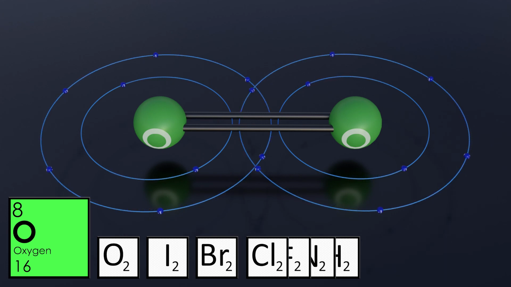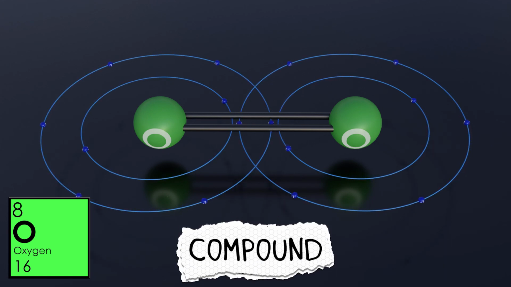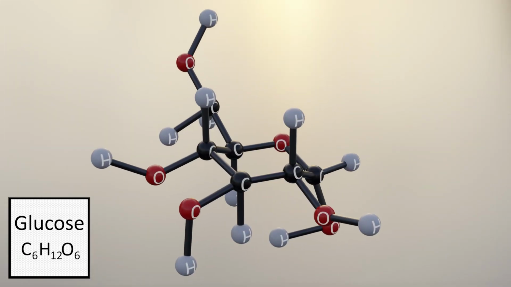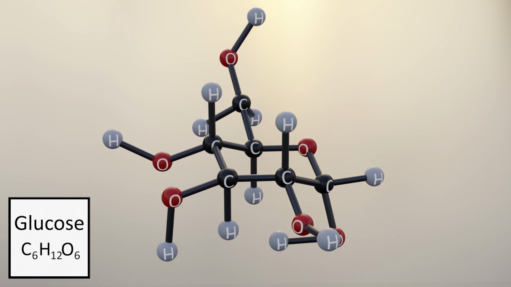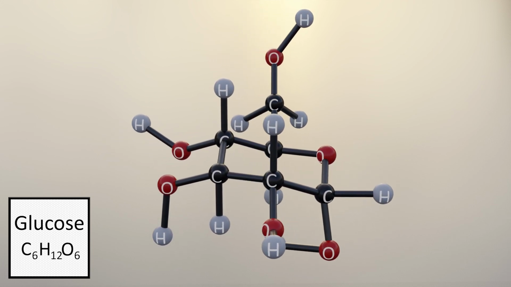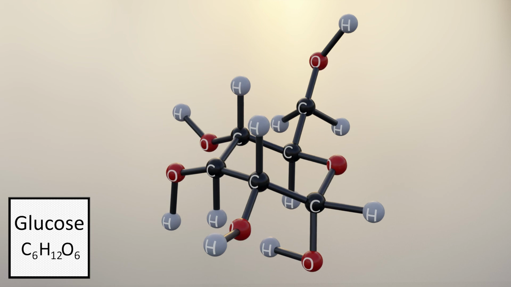This now brings us on to our final definition of the video, which is a compound, which is a substance that has more than one element in. An example of this is glucose, which has the molecular formula of C6H12O6. Remember that all compounds are molecules, but not all molecules are compounds.